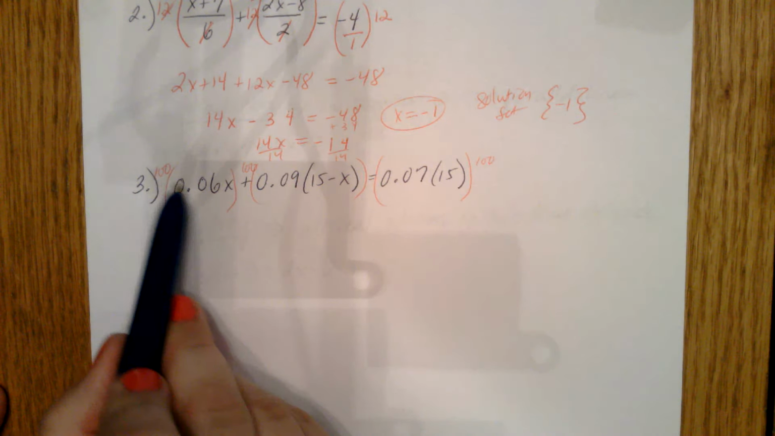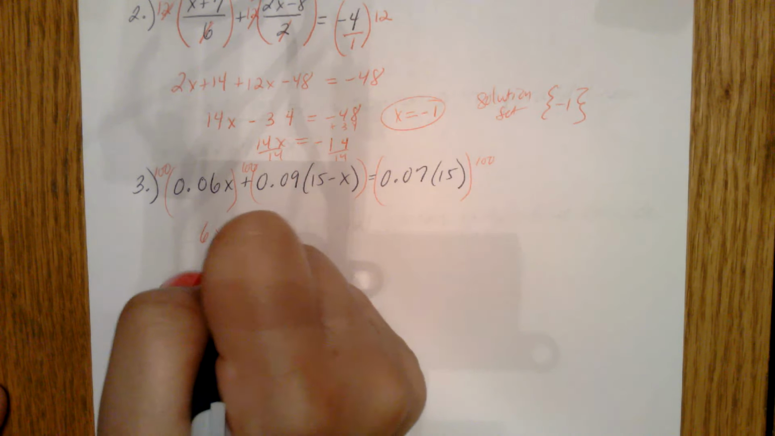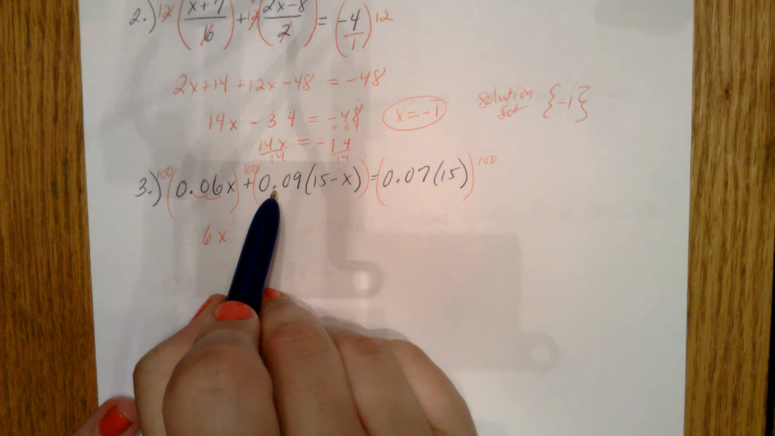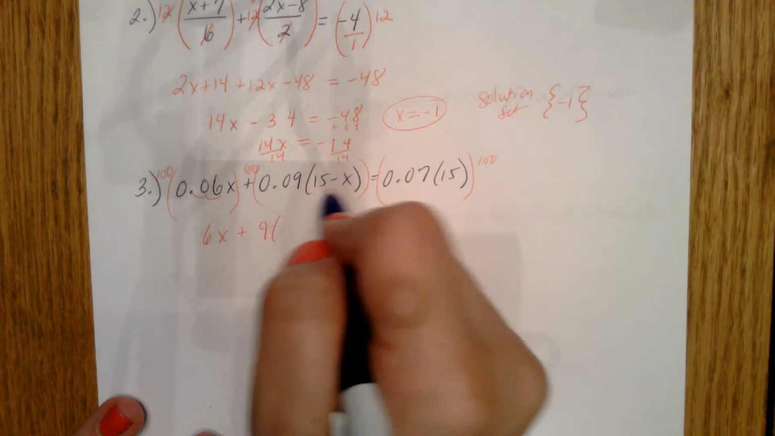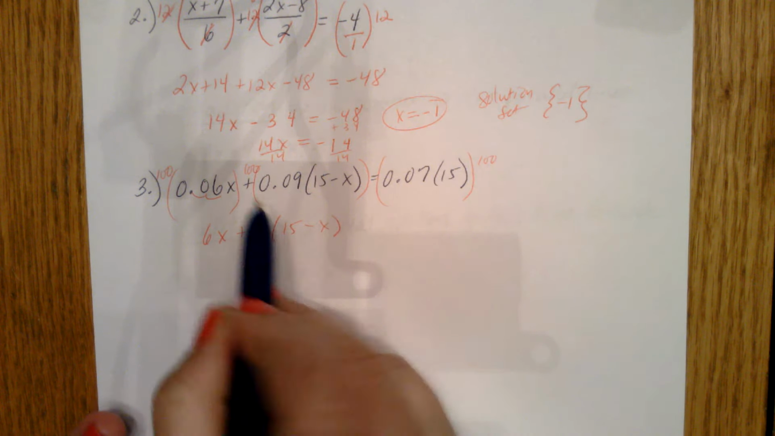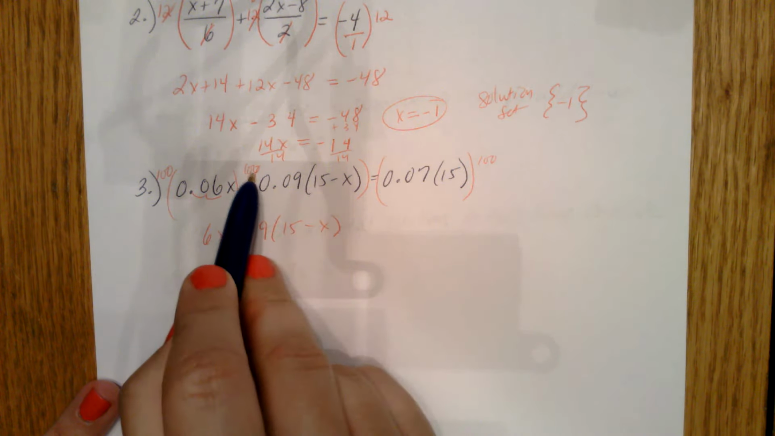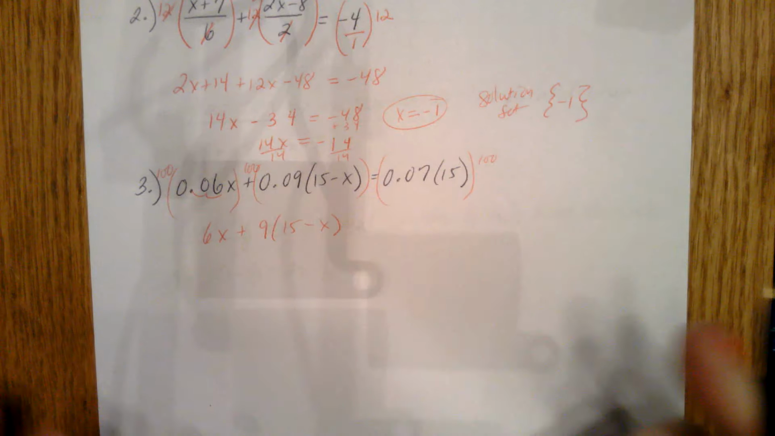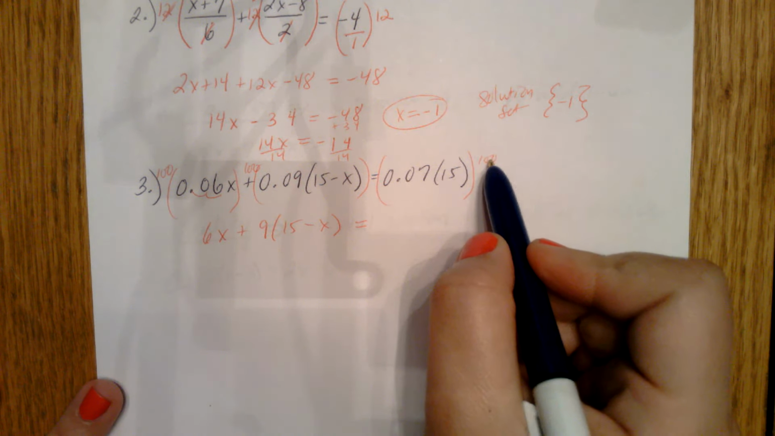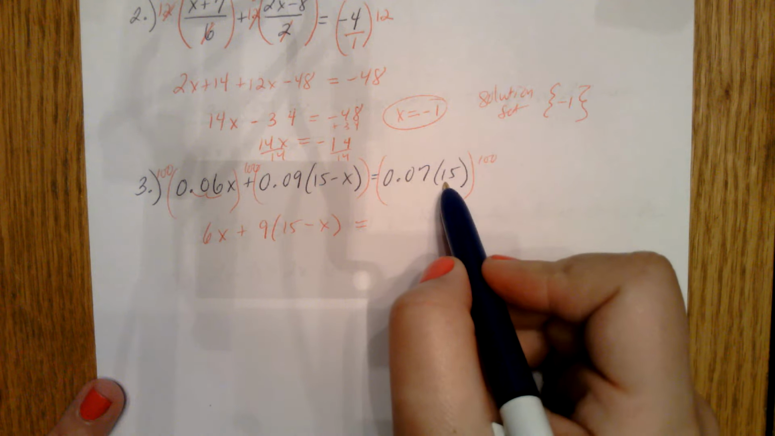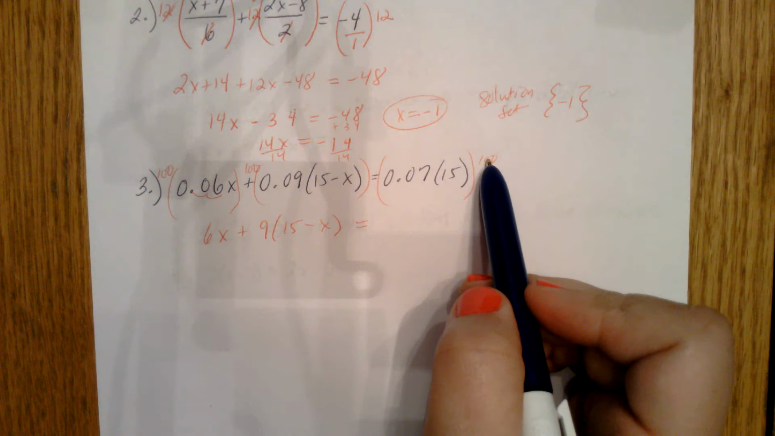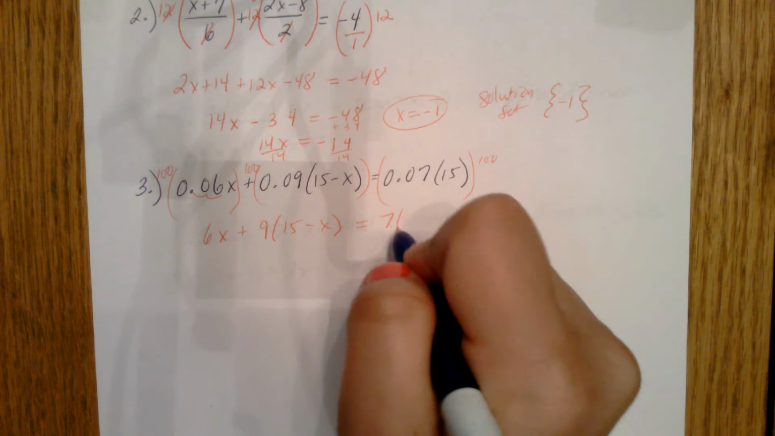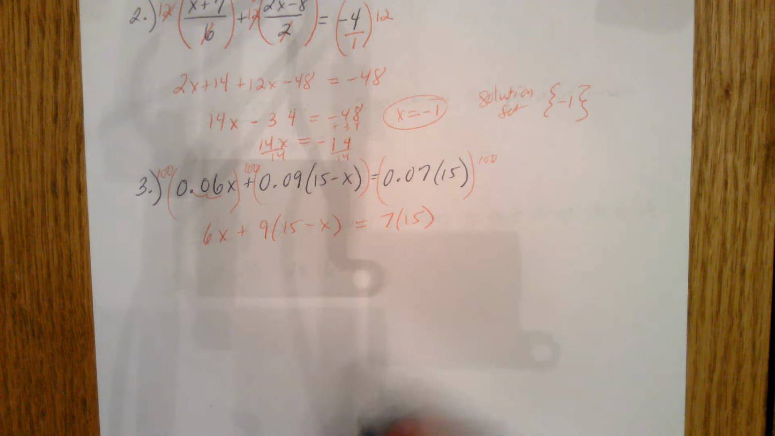And what that does is 100 times 0.06 just becomes 6x. It moves the decimal place over, so it becomes a whole number. 100 times 0.09 becomes 9 times this 15 minus x. You don't have to do the 100 times this parenthesis also, because multiplication just goes from left to right. You just multiply it right there. And same thing here, 100 times 0.07. You could do the 100 times 1500, but that's not going to help you get rid of that decimal quickly. Just do 100 times 0.07, which would be 7, and then times the parenthesis 15. And then let's just clean this up.